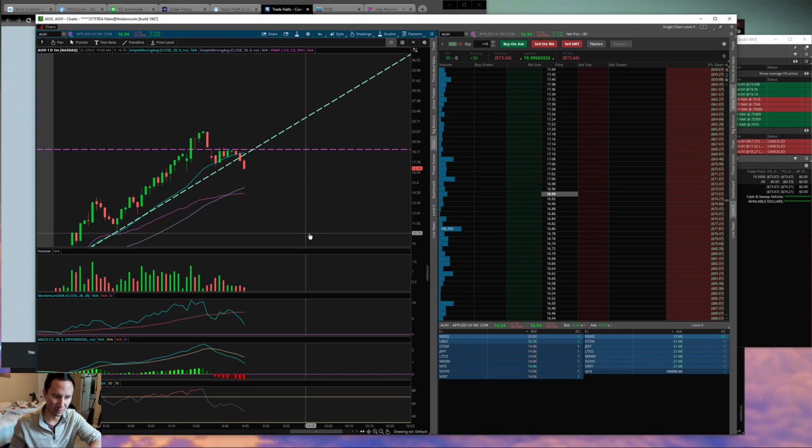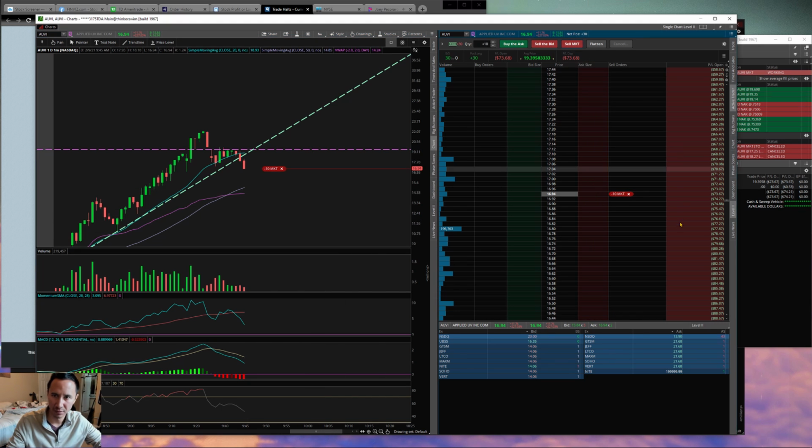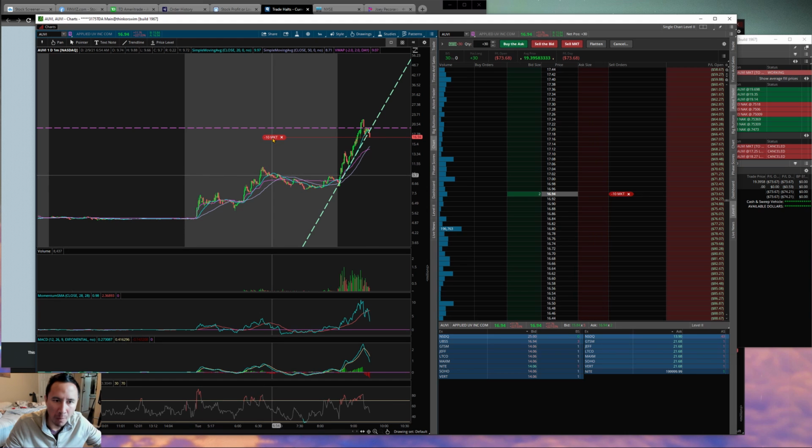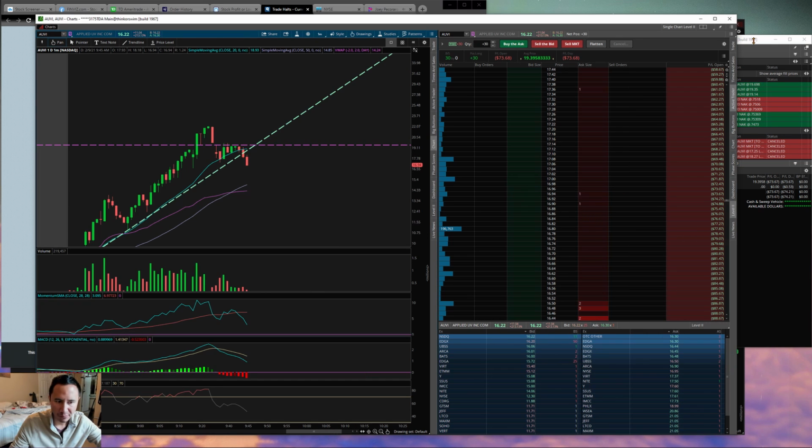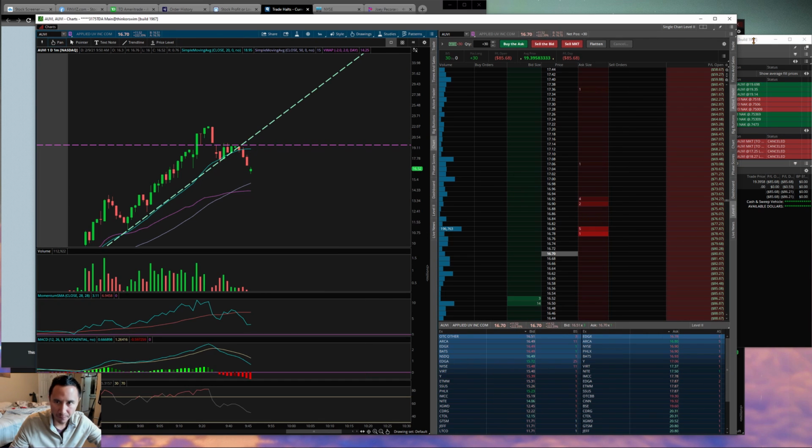This is probably going to gap down after the halt continues. And I'm just going to put in a sell order to sell market. And I actually just want to dump all 30. There it goes.